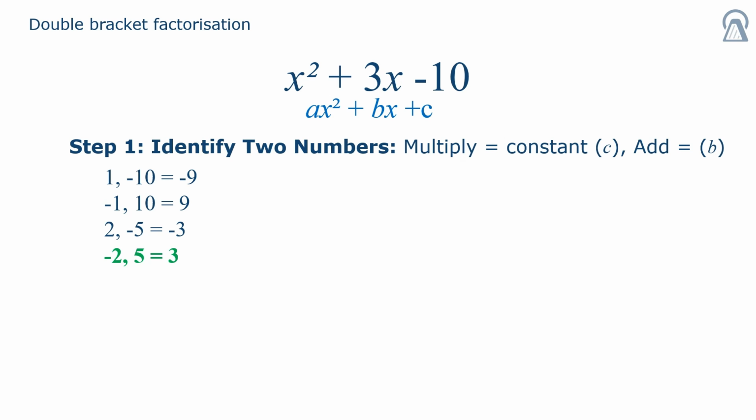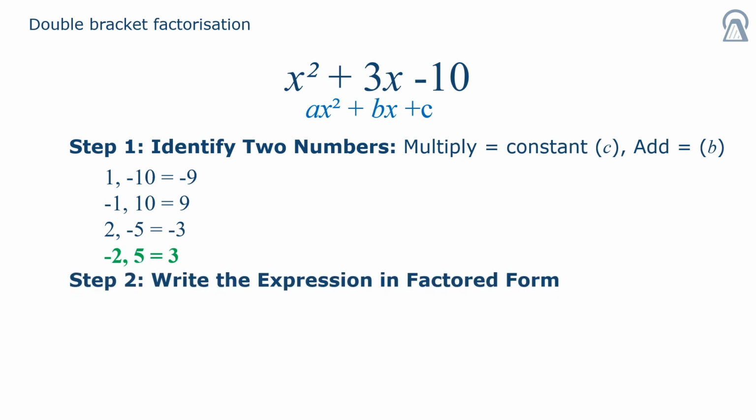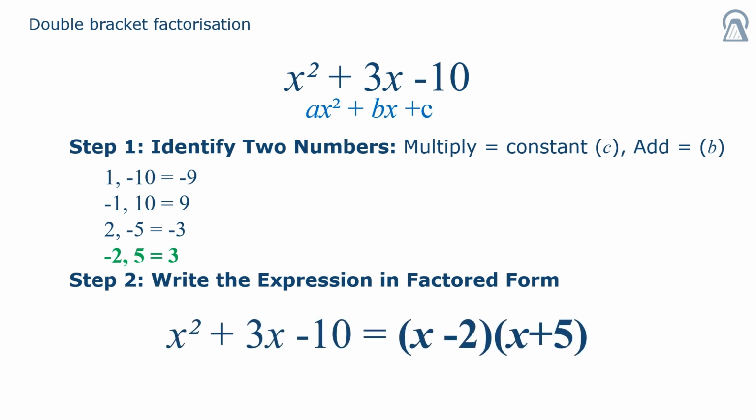Fantastic. Next, we want to write the expression in the factored form. As you know, we started with x squared plus 3x minus 10. In our first bracket, we want to put in one of those factors, so we'll put negative 2 in the first one. In the second bracket, we have x, and then plus 5. It doesn't matter which way round you put the brackets; it just matters which one is positive and which one is negative, so double check your factored pairs. And that's it. You've expressed your quadratic expression in a factorized form.